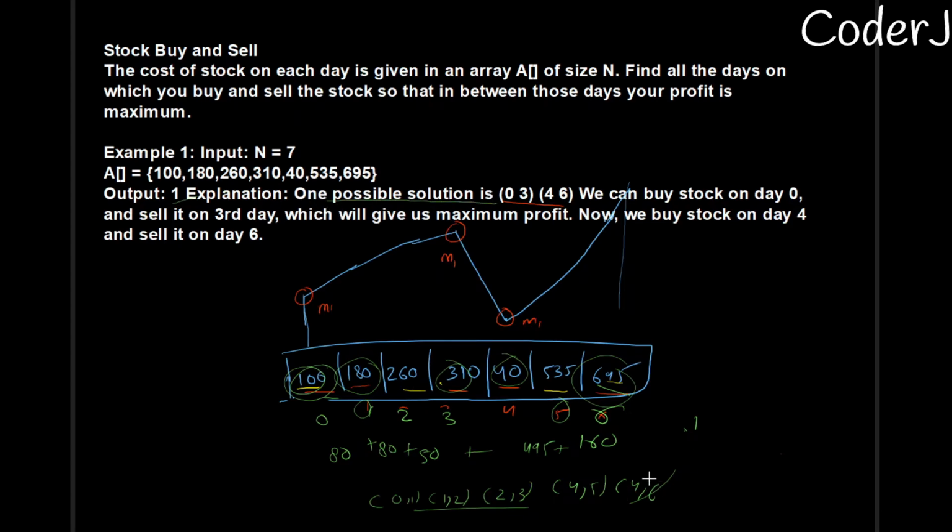So this is also a solution, and then 0 3 and 4 6 is also going to be a solution. This solution could have been found using the minima maxima approach. This solution can be found using the greedy approach. But at the end of the day, both of the solutions will work, even though the answers may be different.